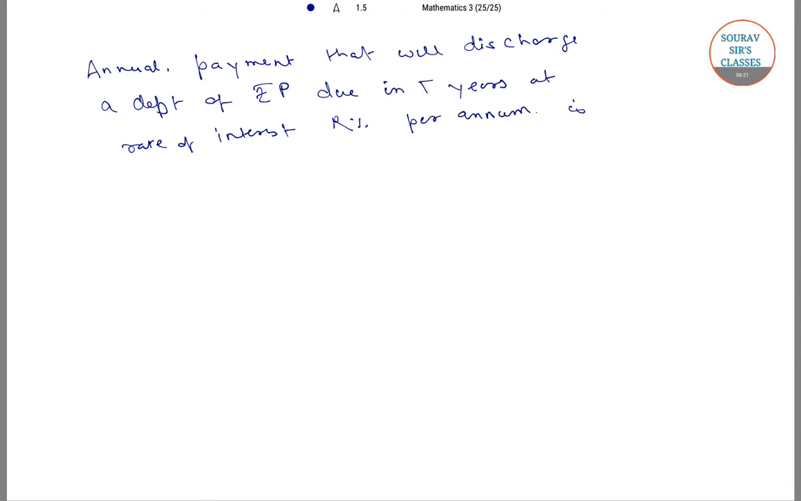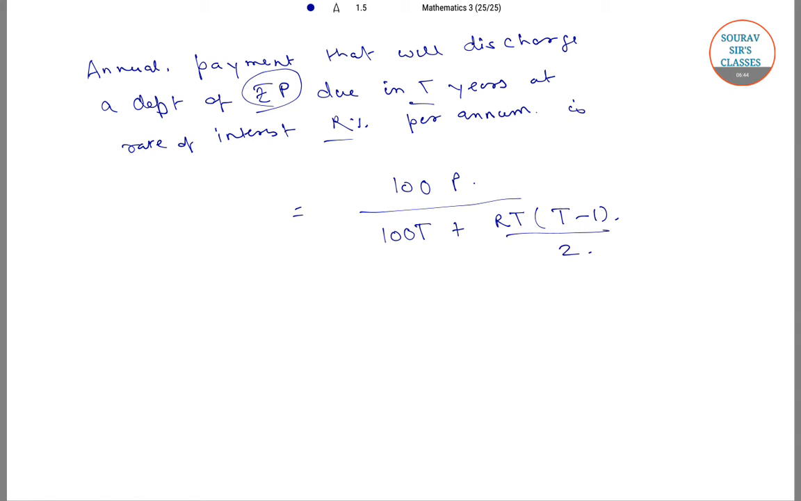Next is the annual payment that will discharge a debt of rupees P due in T years at the rate of interest of R% per annum, which is given by 100 into P divided by 100 into T plus RT into T minus 1 divided by 2.